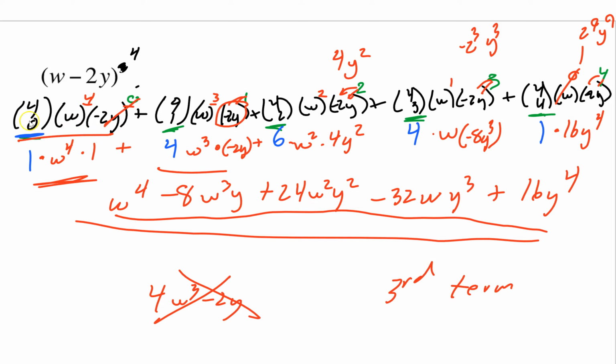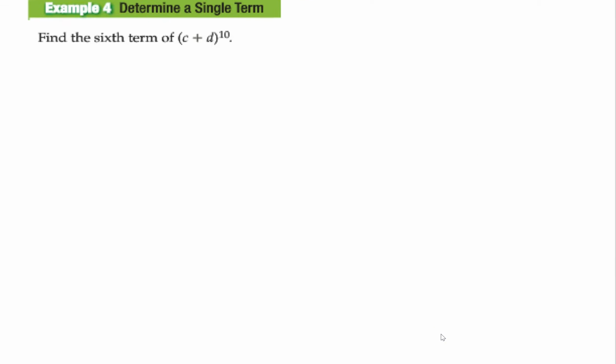This is the first term, 4 choose 0. First term. Second term is 4 choose 1. Third term is 4 choose 2. It's always going to be 1 less. So if you're looking for a term, it's always 1 less. Right? If you're not sure, just write it out like I'm going to do right here.